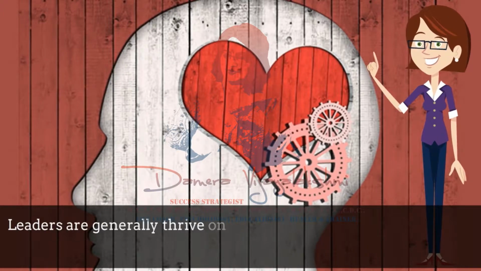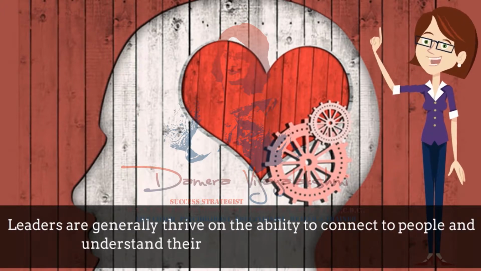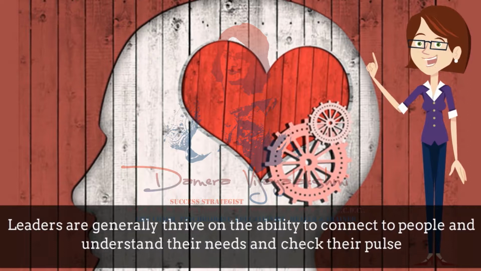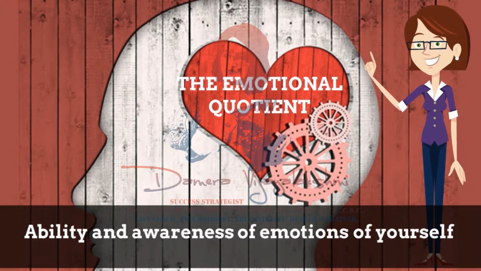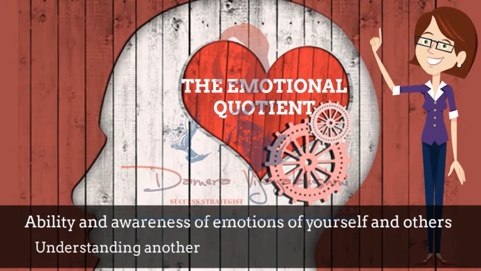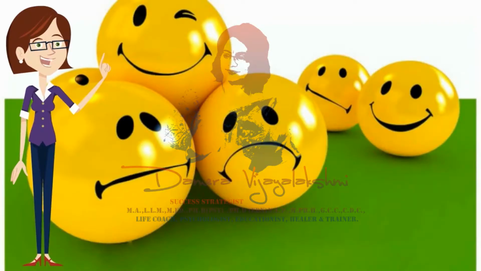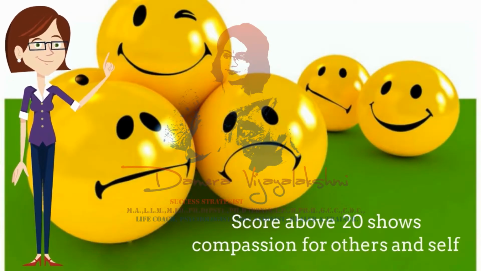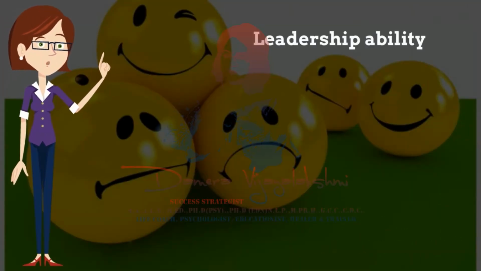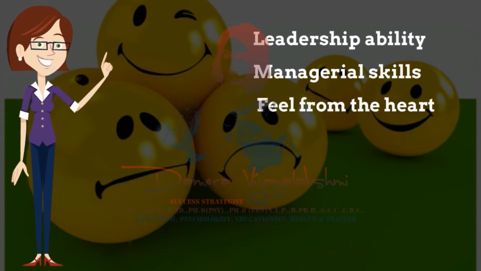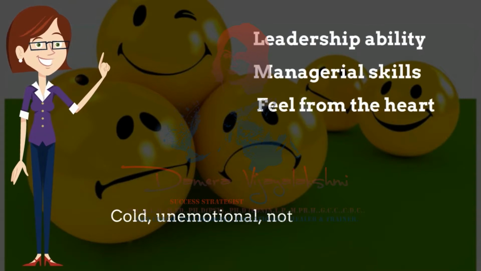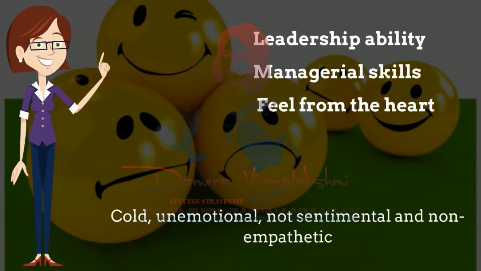Leaders generally thrive on the ability to connect to people, understand their needs, and check their pulse. The emotion quotient reveals your ability and awareness of emotions of yourself and others to therefore act appropriately. It also reveals your capacity for understanding another person, empathy, and compassion. A score above 20 shows compassion for others and self, your leadership ability, managerial skills, and simply put, the ability to feel from the heart. A score below 20 reveals you are cold, unemotional, non-sentimental, and non-empathetic.